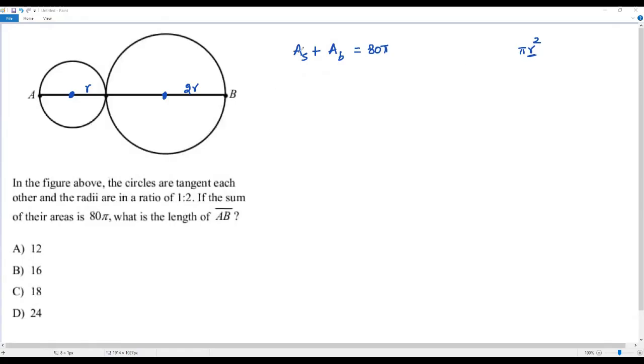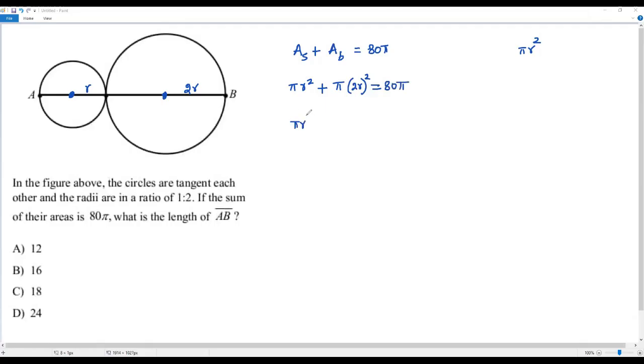Okay, now let me get the area of the smaller circle. For that we write pi, and the radius has to be squared. Here this lowercase r represents the radius of the smaller circle. It has to be squared. So this pi r squared is the area of the smaller circle. Now let me get the area of the bigger circle. The same formula, pi times the radius squared. Here the radius of the bigger circle is 2r. So this 2r has to be squared, equals 80 pi.